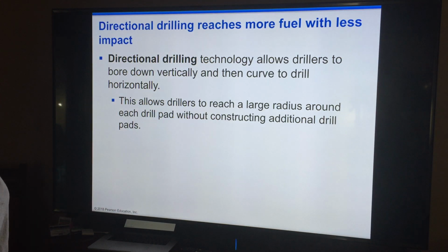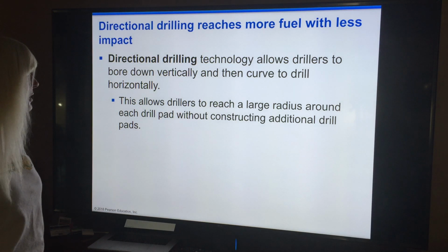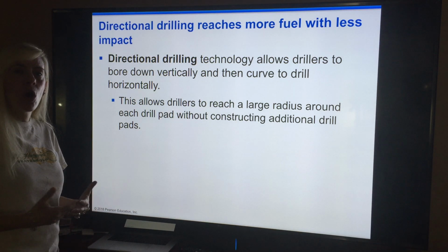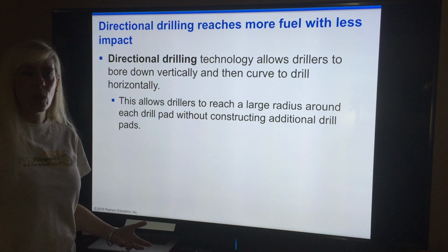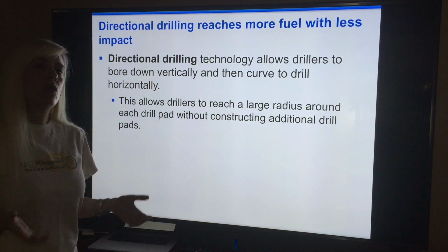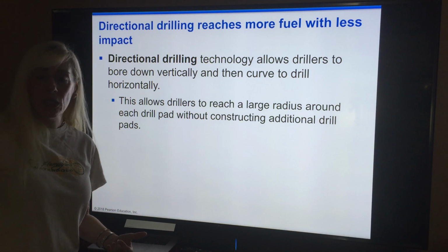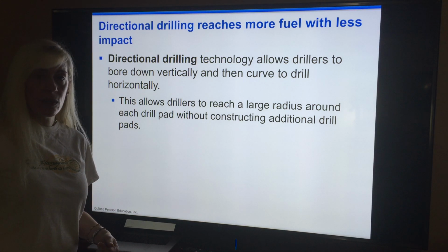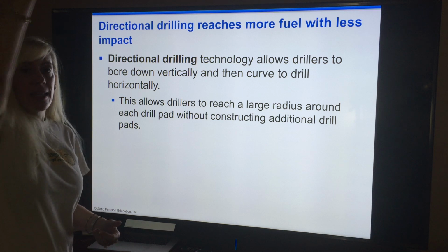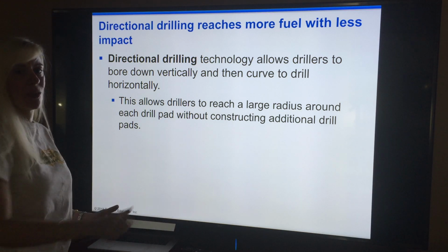So directional drilling technology allows drillers to bore down vertically and then curve to drill horizontally. There are some places, I don't know what it is in Florida, where you do not own the ground below you. So if an oil company goes half a mile out because that was land they were allowed to drill, and then they drill down, they can drill sideways underneath your house.